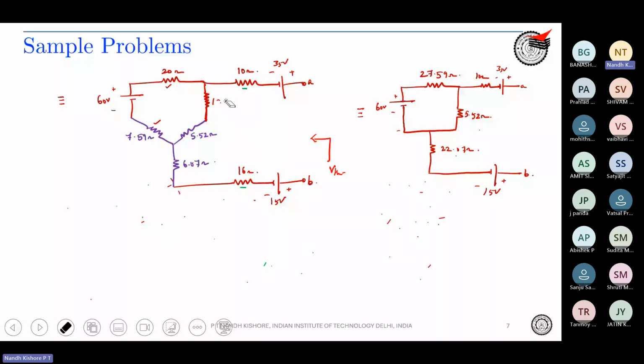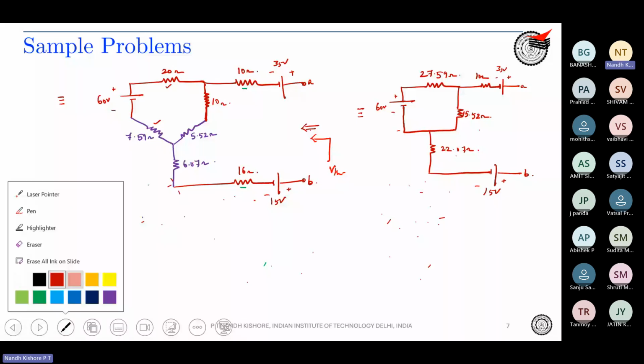This was 10 ohms. So if we see over here from the terminal of VAB, looking from VAB, we see that since VAB is kind of open, there will not be any current that will flow through the 10 ohm resistor. Correct? There wouldn't be any current that would flow through the 10 ohm resistor.